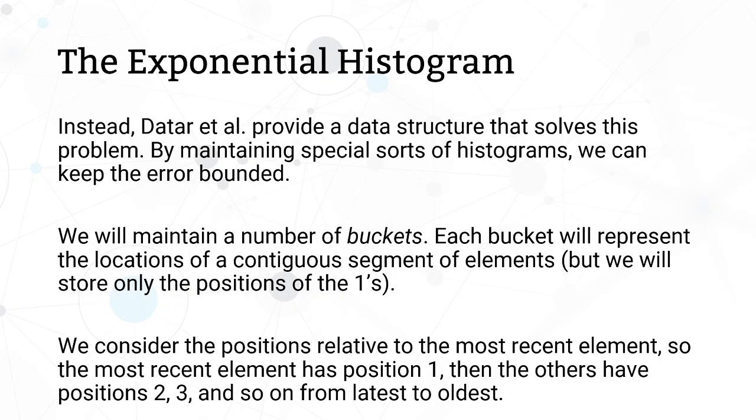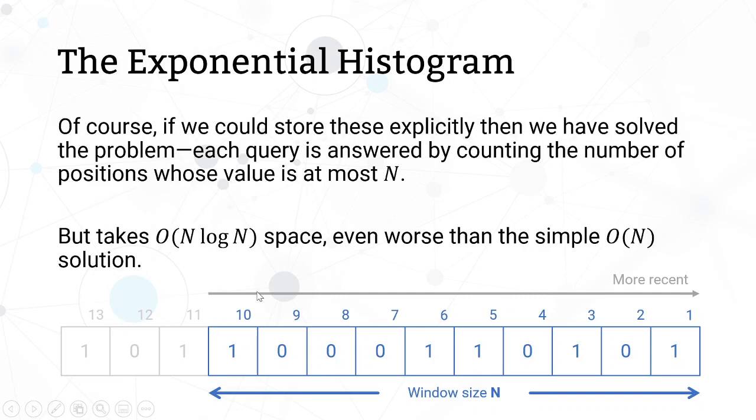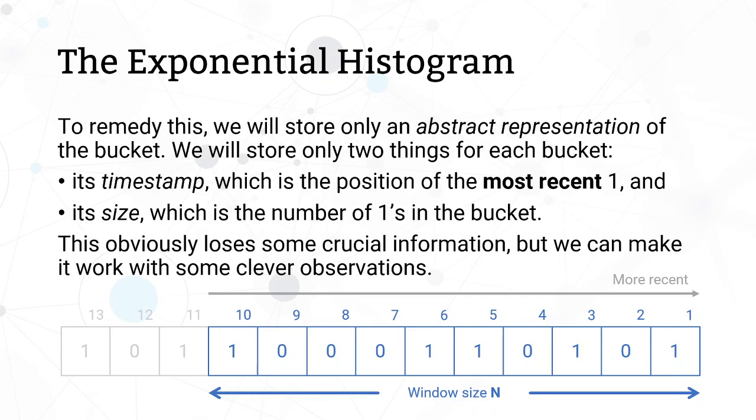Right. And we'll consider these positions relative to the most recent element, so that the most recent element has position 1, and then the others go 2, 3, and so on until the window size, and so on until the expired elements. Right. So in this example, bucket 1 stores this 1 and 3 over here, the positions of the ones here. Bucket 2 stores these ones, and bucket 3 stores this, and this, which you can see stores some expired ones as well. Now, obviously, we're not actually going to store these ones explicitly, right? Because if we could do that, then we'd already solved the problem: just count how many of those ones have position at most n. But this takes n log n space, so we can't do this explicitly. But what we can do is maintain for each bucket 2 things. Instead of all of the positions of the ones, we only maintain 2 things, which are the timestamp and the size.